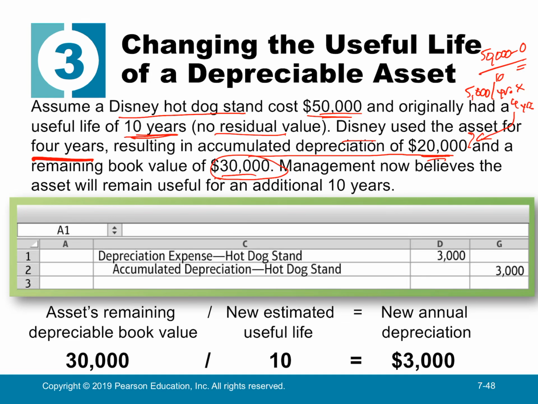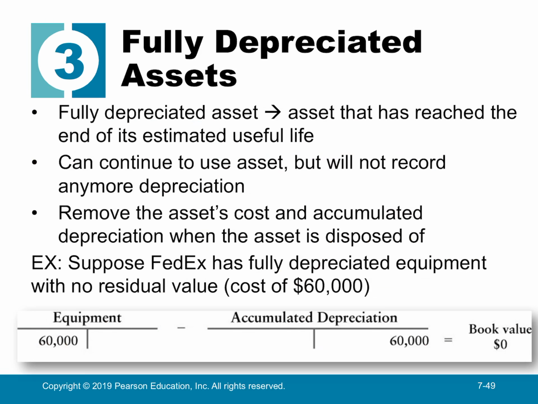Now management says, actually, I think we can still get another 10 years out of this hot dog cart, right? So 4 years has passed and we can get another 10 years out of it. So what would we do now? We would take the remaining depreciable book value, 30,000, and the new estimated years, 10 years, and create a new annual depreciation of 3,000. We would just do that moving forward. We wouldn't go back in time and change all the financial statements. We would just adjust moving forward.